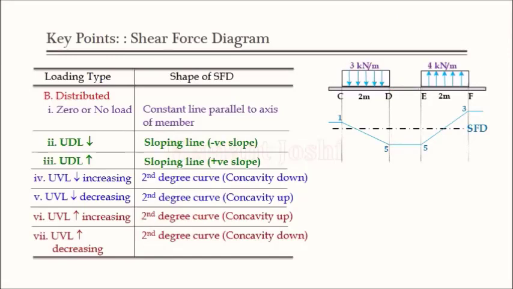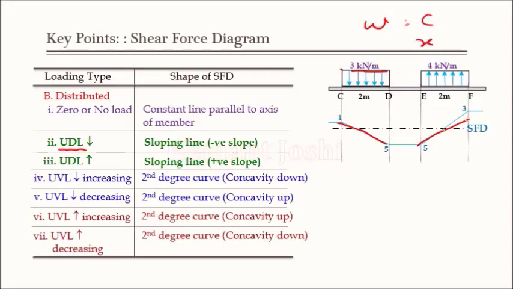That is the first part. Second part, whenever there is a UDL, UDL means a constant load, that means w is something constant. And for a constant, the integration is x. So x means what? An inclined line. So the shear force diagram is an inclined line. The only point to understand is whether the inclined line goes down slope or up slope.